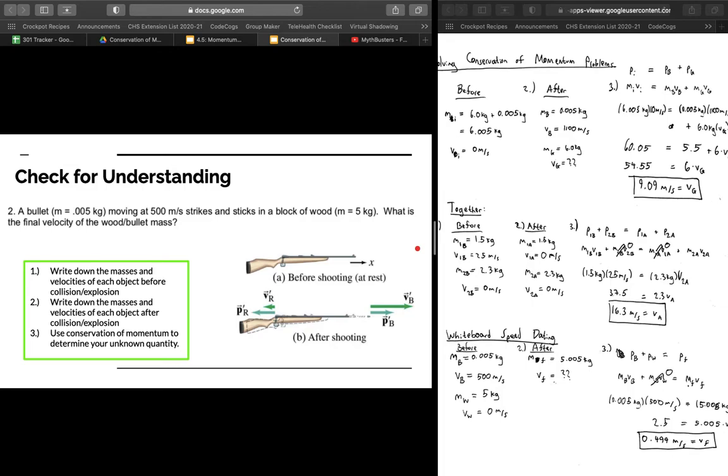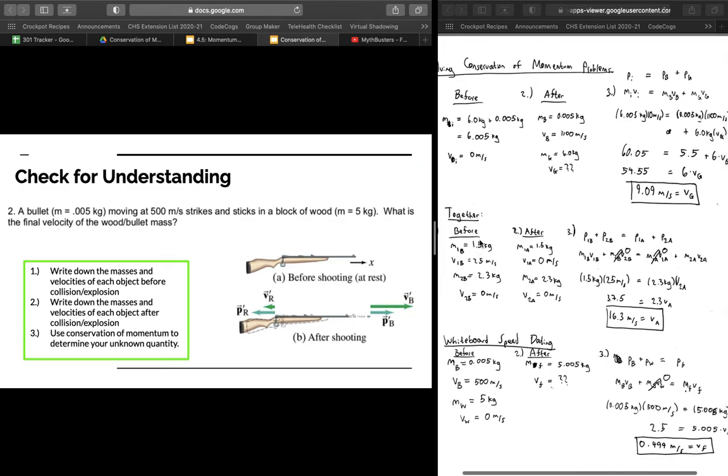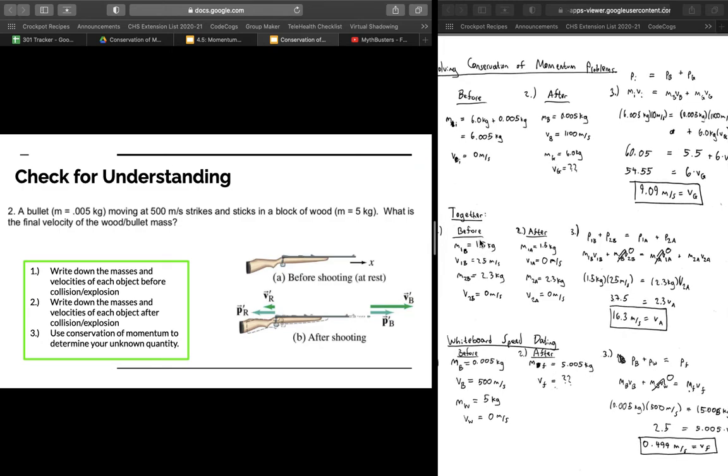A bullet with a mass of 0.005 kilograms is moving at 500 meters per second when it strikes and sticks in a block of wood that has a mass of 5 kilograms. We want to know the final velocity of the wood and bullet mass. So take a moment to work on this, proceed through the steps, and if you get stuck, we'll bring it back together and discuss how to do this problem together.